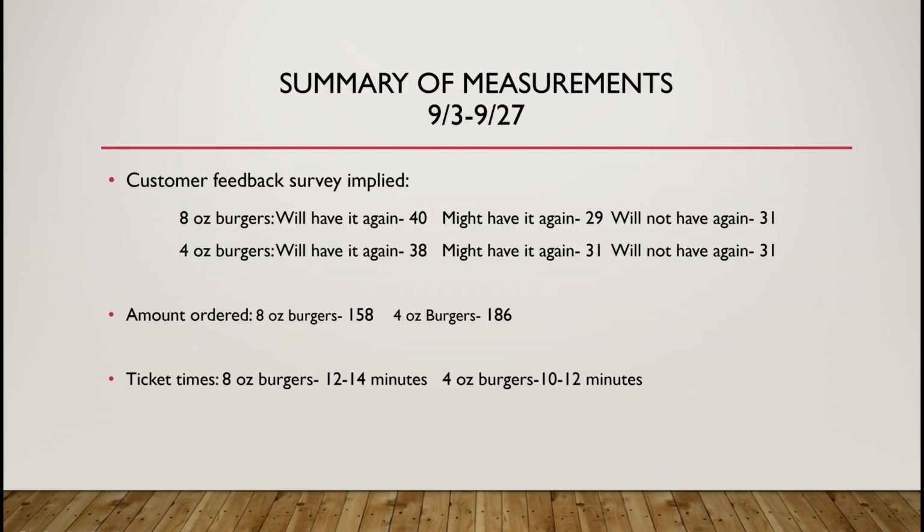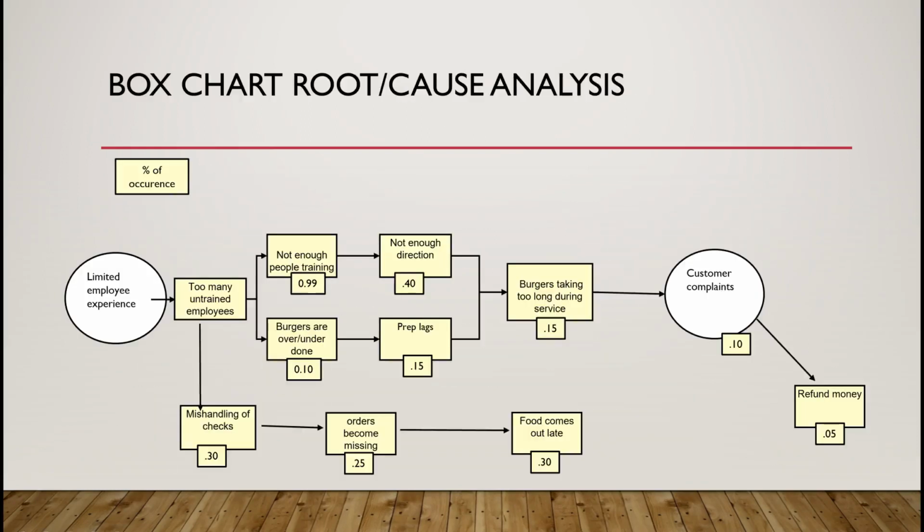A quick summary of the measurements I initially took. The customer feedback survey implied that consumers liked both the 8-ounce burgers and the 4-ounce burgers, not a significant difference. The amount ordered was 158 for the 8-ounce burgers and 186 for the 4-ounce burgers, again not a huge difference. Finally, ticket times for the 8-ounce burgers were 12 to 14 minutes, and for the 4-ounce burgers were 10 to 12 minutes. So I did not initially get my answer if switching to a 4-ounce patty was in fact a good idea. I needed to do something else.